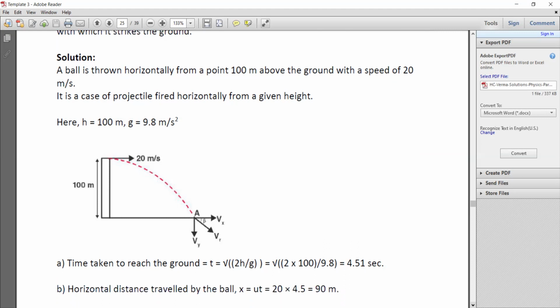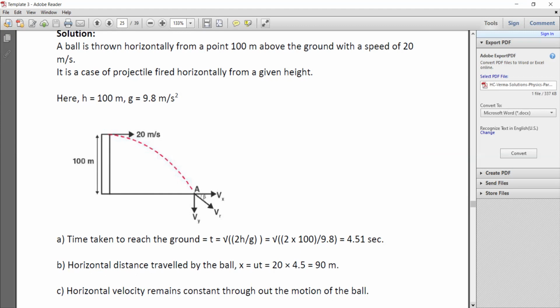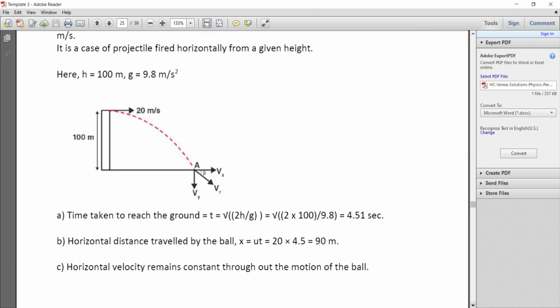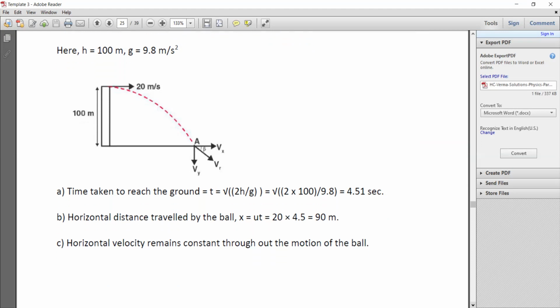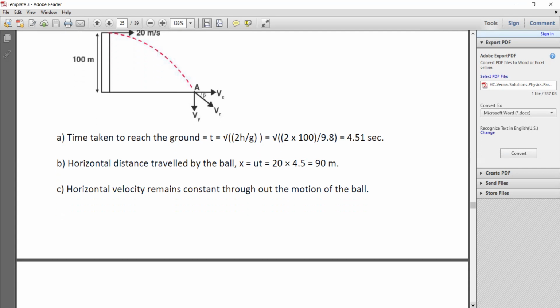Solution. A ball is thrown horizontally from a point 100 meters above the ground with a speed of 20 meters per second. It is a case of projectile fired horizontally from a given height. Here, h = 100 meters, g = 9.8 meters per second squared. A, time taken to reach the ground is t = square root of 2h by g = square root of 2 × 100 by 9.8 = 4.51 seconds. B, horizontal distance traveled by the ball, x = ut = 20 × 4.5 = 90 meters.